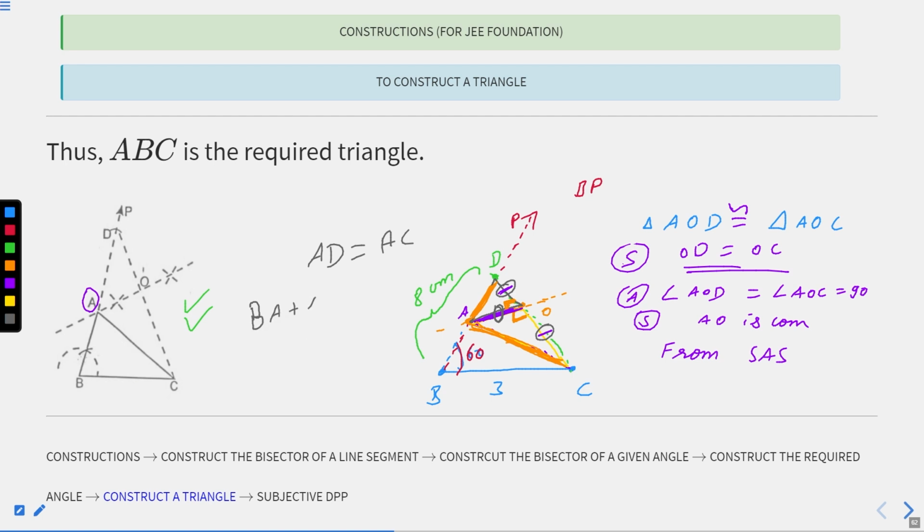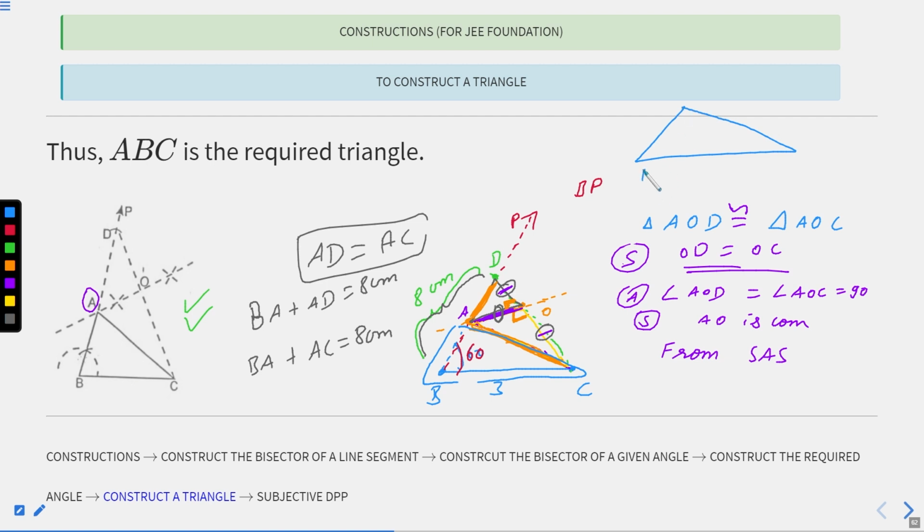BA plus AD, which is the whole line segment BD, is of length 8 centimeters, and we know AD is equal to AC, so BA plus AC is equal to 8 centimeters. So if I draw this triangle alone, okay, let me draw here.